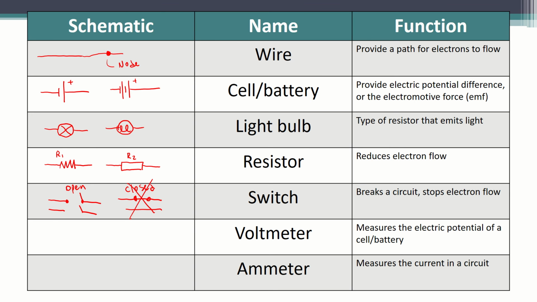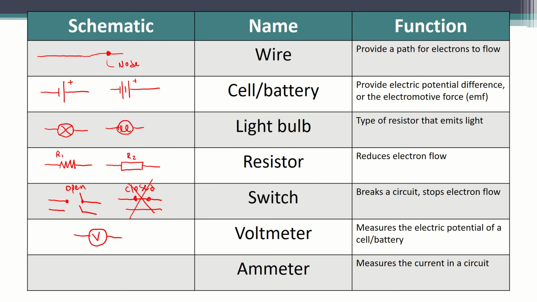And then we have a couple of measuring tools. One of them is a tool that's used to measure the voltage, and this is called the voltmeter. To represent the voltmeter, you're just going to draw a circle, draw a letter V in it, and add a couple of leads on each side.